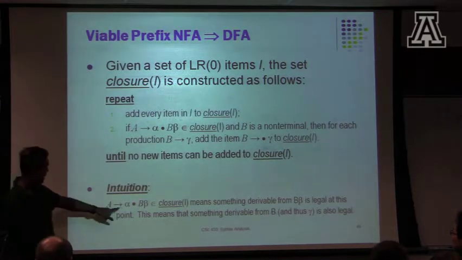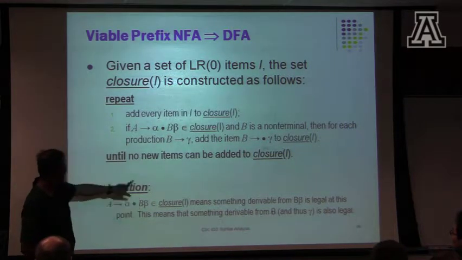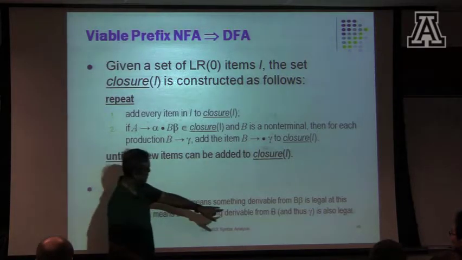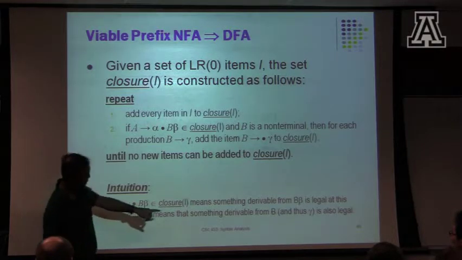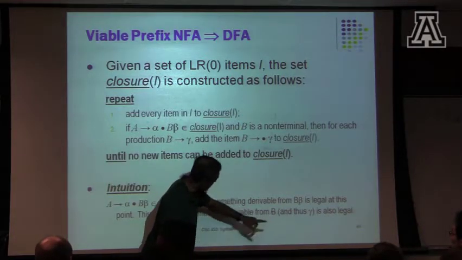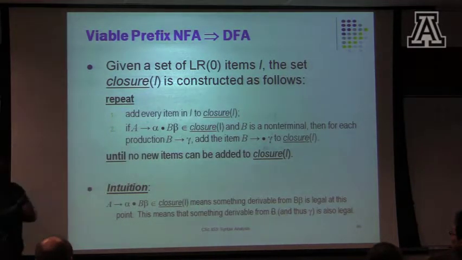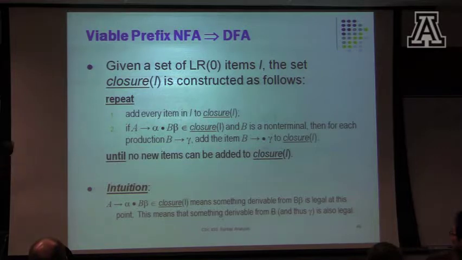If A goes to alpha dot B beta is in the closure, that means that something derivable from B beta is legal at this point. And this means that something derivable from B, and thus from gamma, which is the right-hand side of a rule for B, is legal at this point. So I keep doing this until I can't add anything new to the closure set.